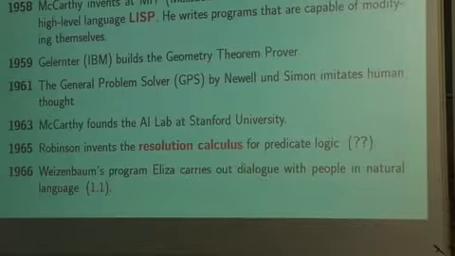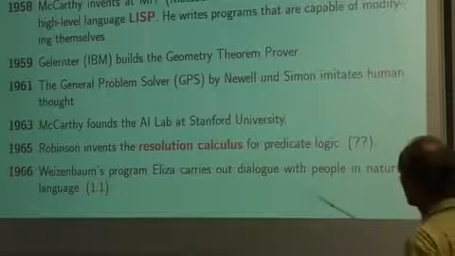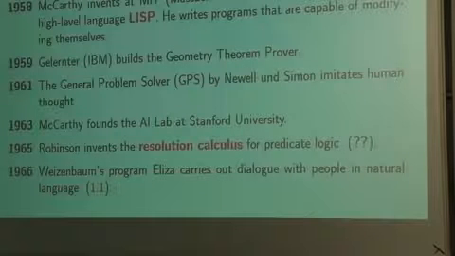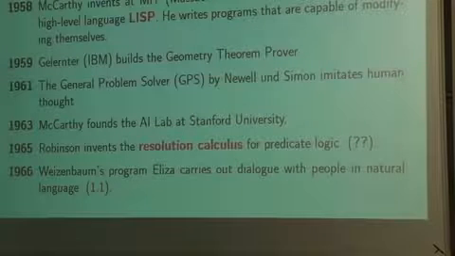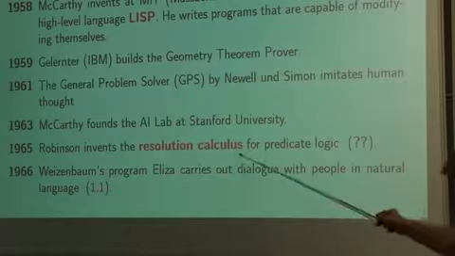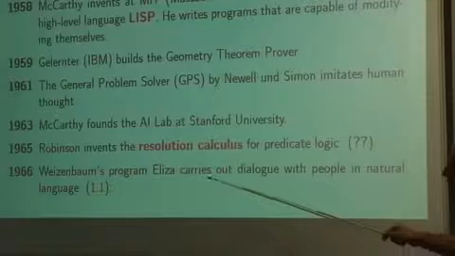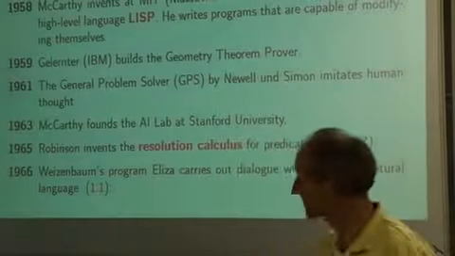In '65, Robinson invented the resolution calculus, a calculus for first-order predicate logic, and this made the automation of logic really take off. Based on this resolution calculus, many theorem provers have been built and programmed pretty successfully. Then there was the ELIZA program we already mentioned, by Weizenbaum.